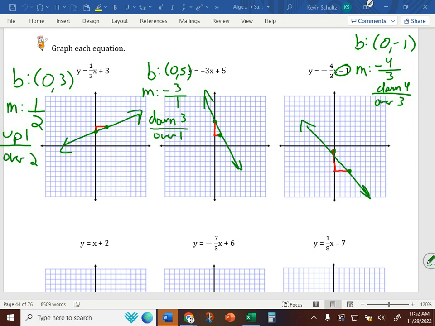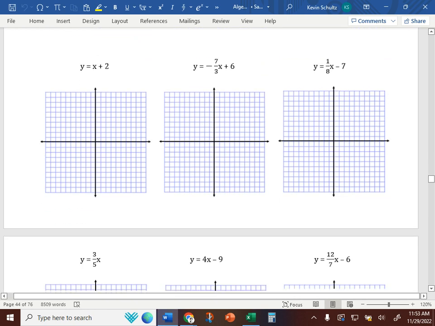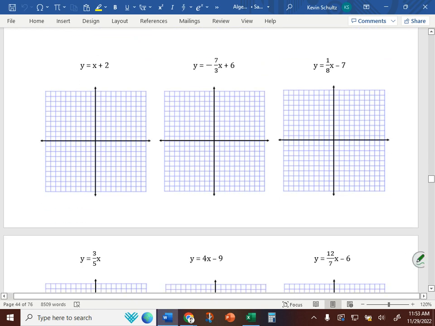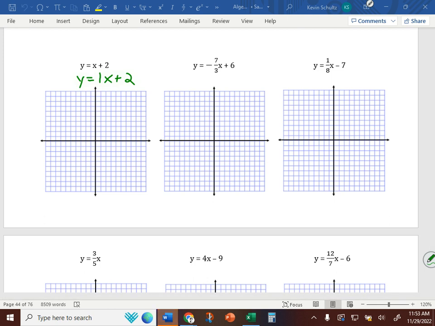Okay, Jack, what was your question on the first one in the second row? Well, the x doesn't have a coefficient. Or does it? Up 1 over 1. Remember, if there's no number written before a variable, it means it's a 1. Y equals 1x plus 2. And how do we write 1 as a slope?